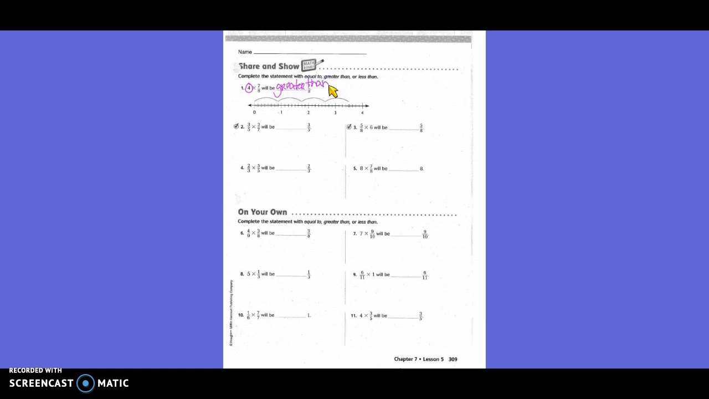3/5 times 2/7 will be either greater than, equal to, or less than 3/5. So basically the 3/5 kind of cancel each other out, right? We're going to look at the 2/7. So is 2/7 greater than 1 or less than 1? Less than 1. So since it's already less than 1, then it's going to have to be less than 3/5.